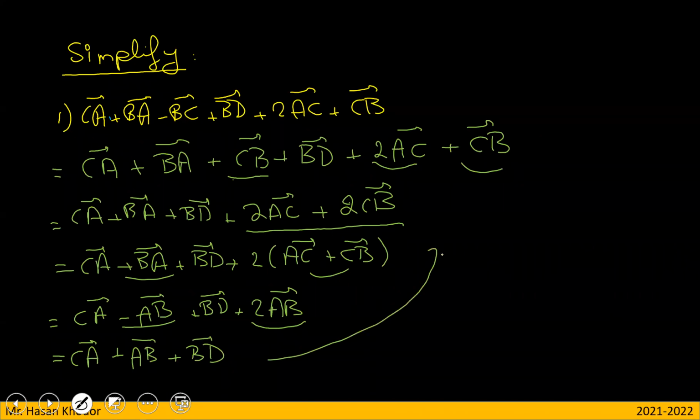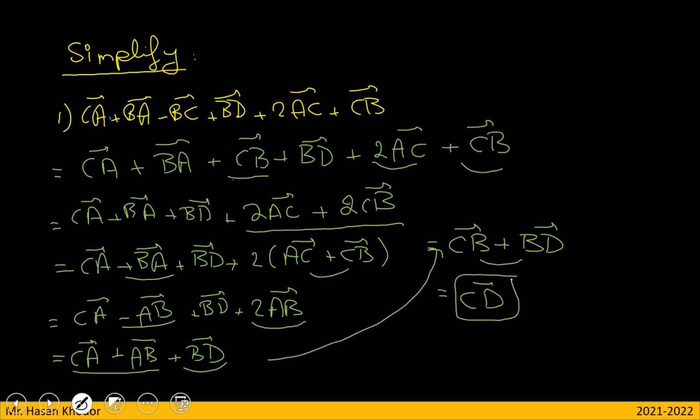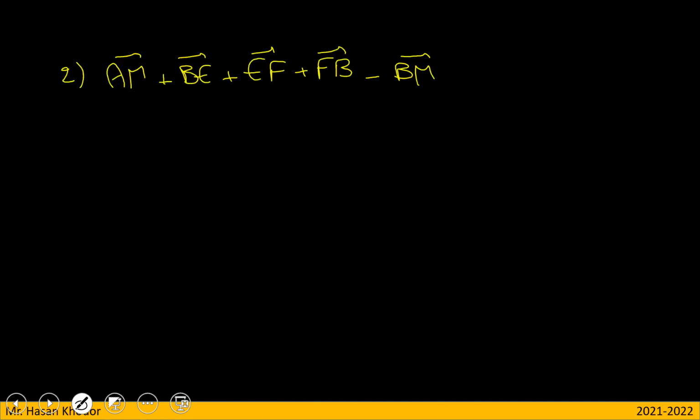Now what do we get? Look. CA plus AB gives CB, plus BD. Now, what is the final answer? CD, exactly. So the final answer is CD. So we have to follow some tricks.